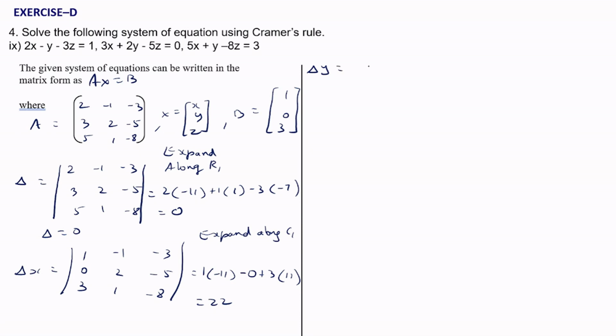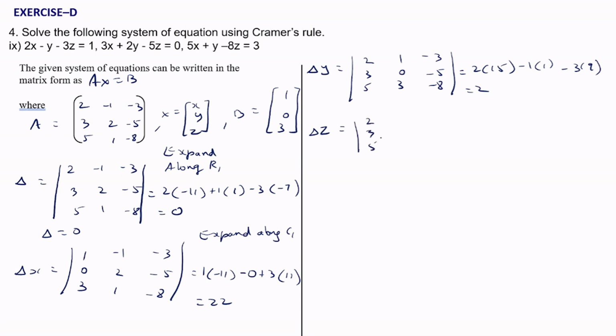Let us find delta y and delta z also. Delta y is [2, 3, 5; 1, 0, 3; minus 3, minus 5, minus 8]. So when we expand along R1, it is 2 into 15, minus 1 into 1, minus 3 into 9. So it is 30 minus 28, 2. Again delta y is also not equal to 0.